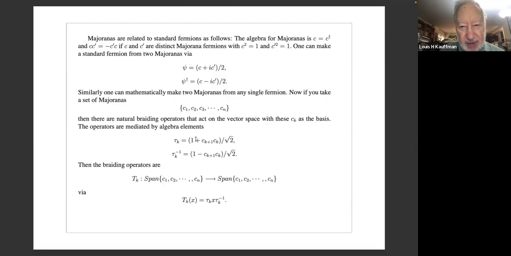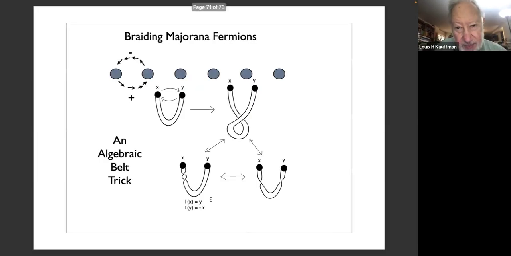So I'm going to take the braiding operators, which are represented by Clifford elements, and I'm going to conjugate them. I'm going to take T_k of x on the span of the Clifford elements to be the conjugation by tau_k, the braiding operator. And now, instead of being order 8, the order drops, and the braiding is very simple. The braiding is as simple as this: when two of them interchange, one of them gets multiplied by a minus sign and the other does not.